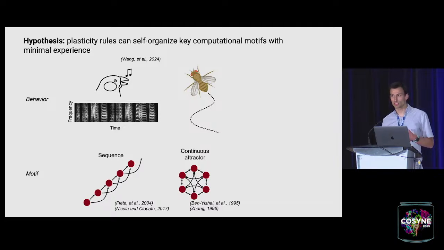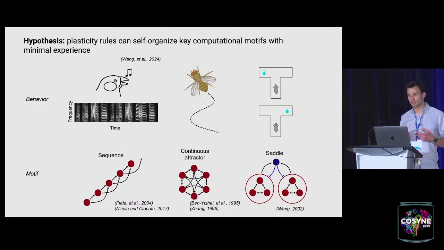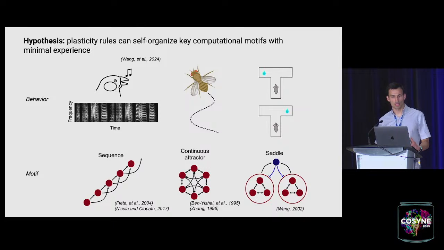In similar fashion, Drosophila navigating the world might be aided by intrinsic plasticity that allows it to organize some sort of continuous attractor network, allowing it to keep track of its head direction. And mouse circuitry governing decision-making while foraging might begin with intrinsic plasticity that sets up some kind of saddle dynamics. So circuits that are self-organized without substantial experience in the world and maintain themselves in the presence of noise can serve as a powerful scaffolding for subsequent learning.